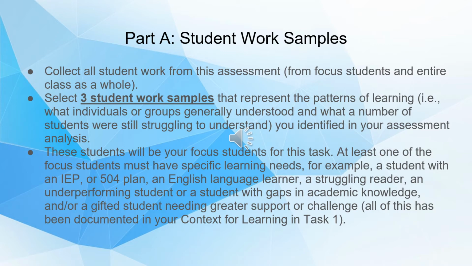And then the students that you're going to choose for this, as I said, one has to be a student with a specific learning need. This can be a student with an IEP, a 504 plan. It can be an English language learner. It can be just a struggling reader. It can be an underperforming student in general. It can be a student with specific gaps in their knowledge for your class, or it can be a gifted student who needs to be pushed farther. But you want to make sure that you have some student with a specific learning need.